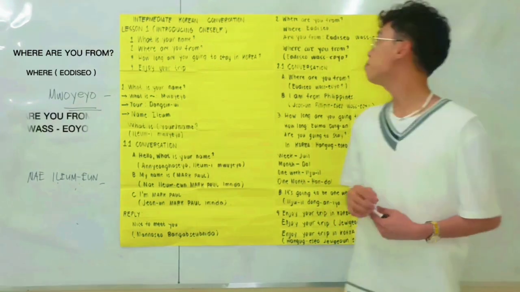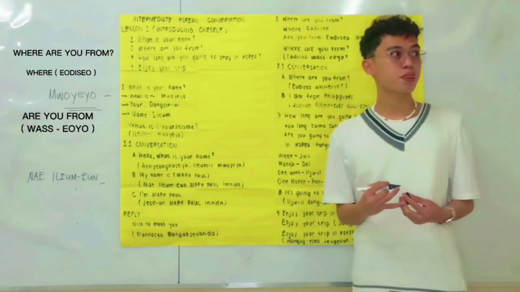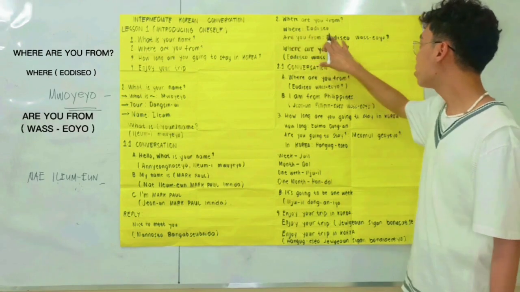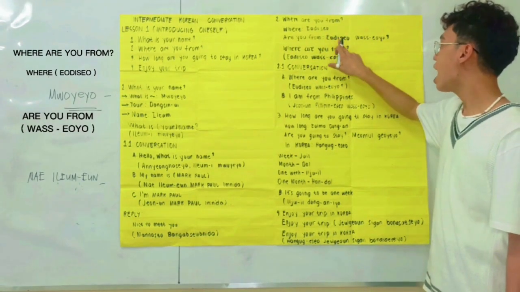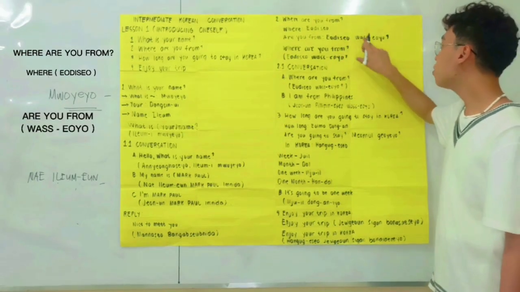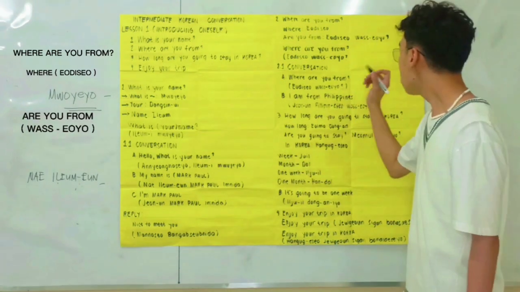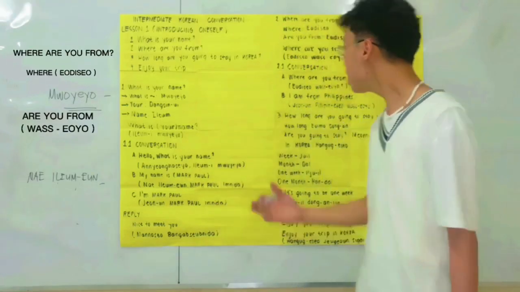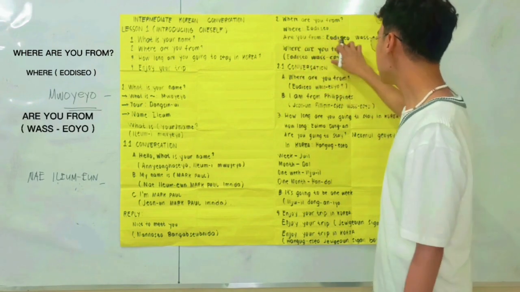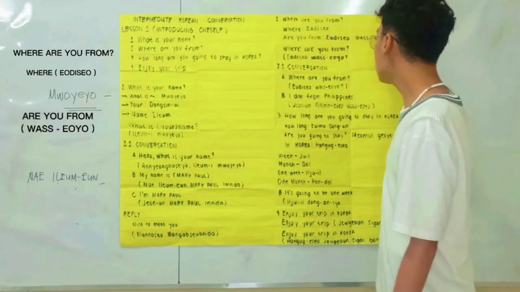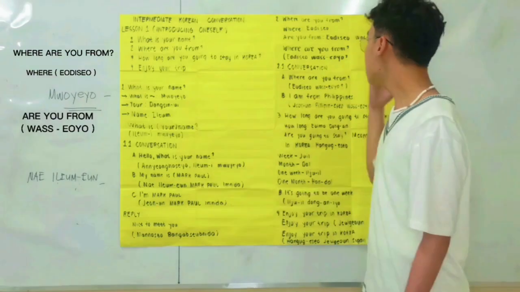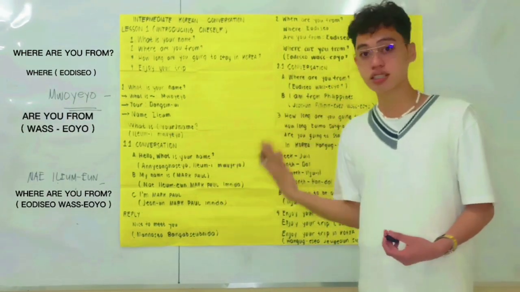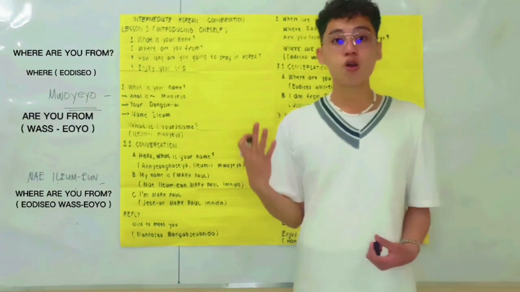In Korean, are you from is Eodiseo wasoyo. Again, Eodiseo wasoyo. The spelling of are you from, from where, is E-O-D-I-S-E-O W-A-S-S-E-O-Y-O. But sometimes they don't include the Eodiseo, only the wasoyo, because sometimes this is a full conversation question. Sometimes it's just wasoyo, sometimes Eodiseo wasoyo. So where are you from? Eodiseo wasoyo.